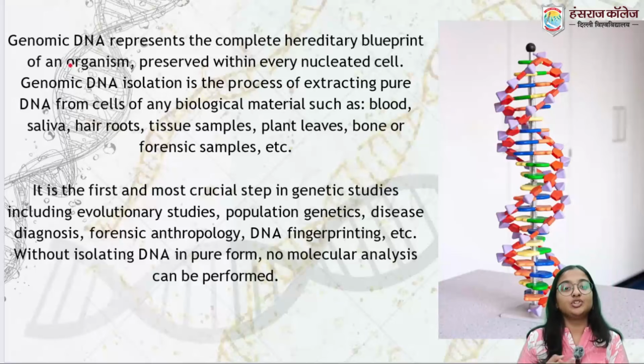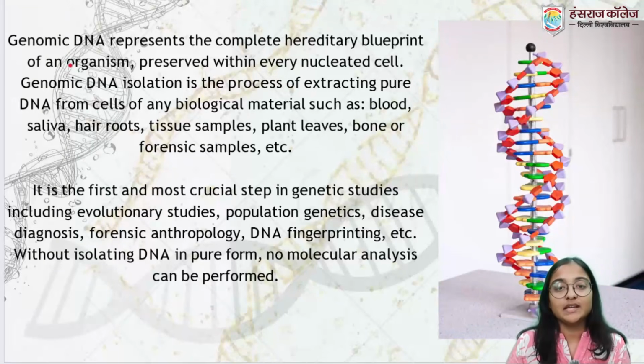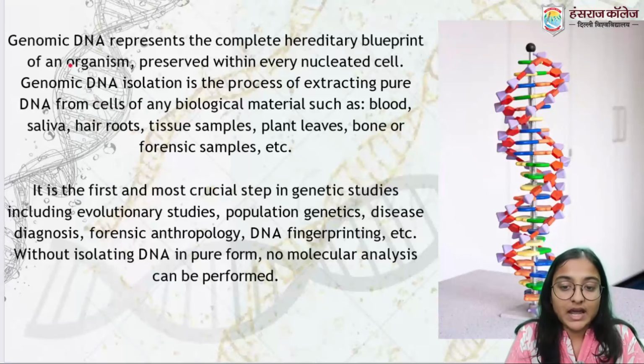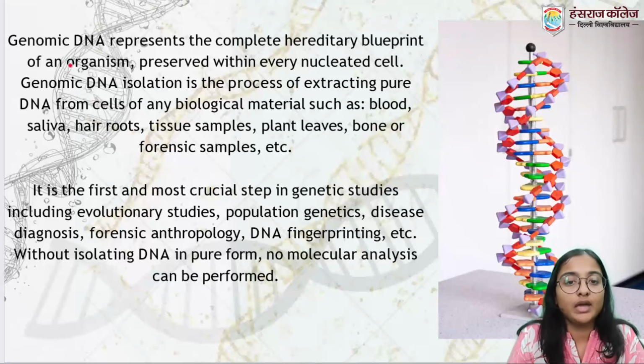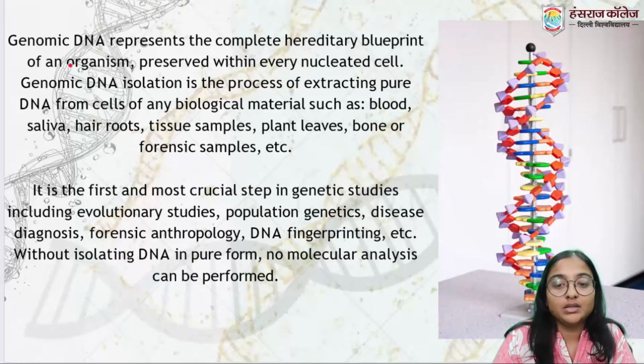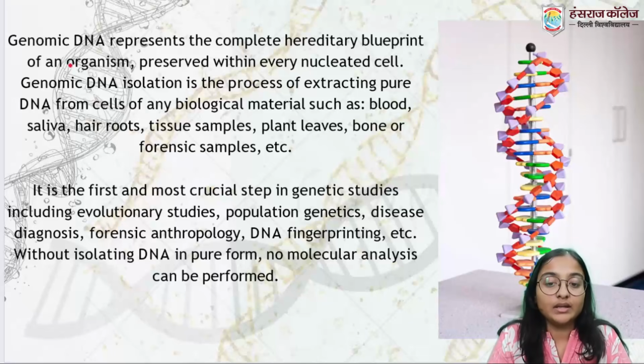Now let's understand the genomic DNA. The genomic DNA represents the complete heredity blueprint of an organism, which is inside the nucleated cell of an organism. Genomic DNA is isolated in its pure form. To study a DNA, we need to extract it in its pure form, be it from blood, saliva, hair roots, tissues, or we can extract it from any biological matter, be it an onion or a human. It is found in everyone and everything, and we can extract it there as well.